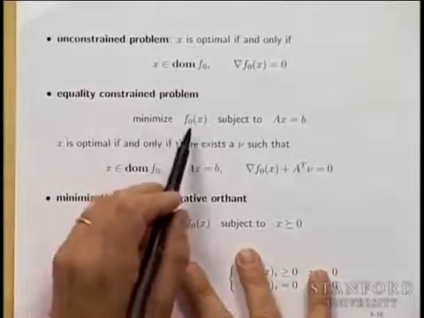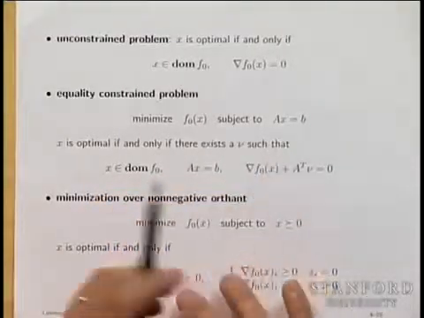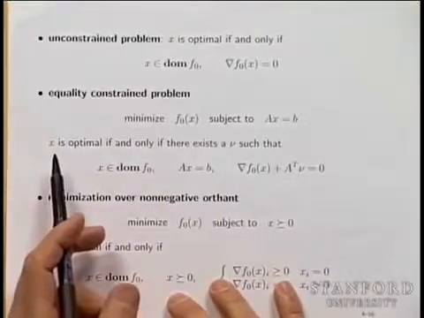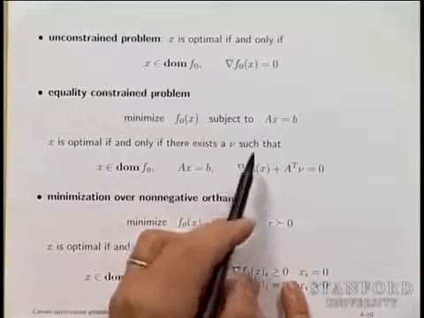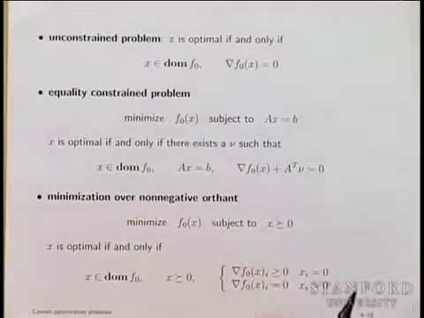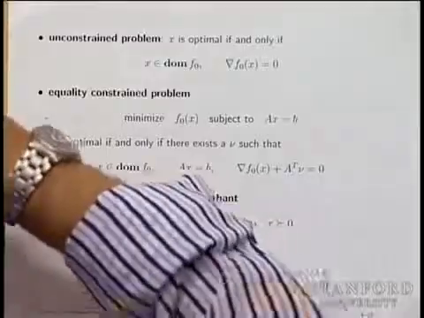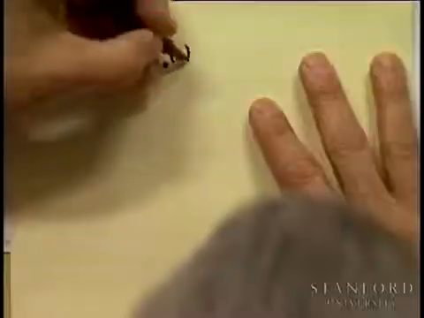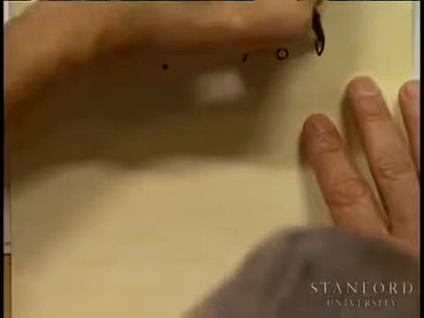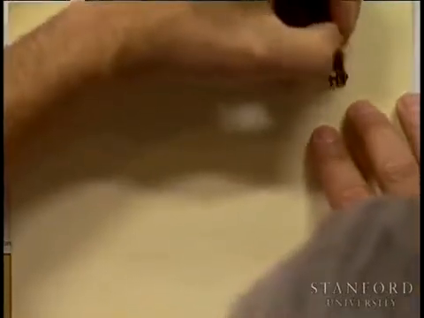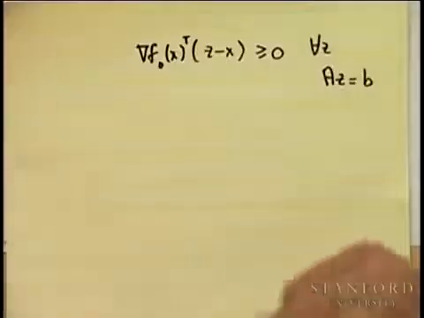So you want to minimize f0 of x subject to Ax equals b. Well, x is optimal if and only if the condition is this: you're feasible, and the gradient plus A transpose nu is 0. I'll just give a quick plausibility argument, not the whole argument. It says basically the following: the gradient of f0 of x transpose times z minus x has to be non-negative for all z that satisfy Az equals b.